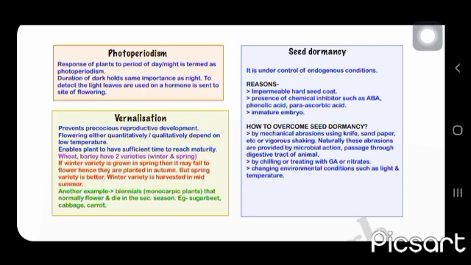Now, what is seed dormancy? It is under control of endogenous conditions. Reasons are impermeable hard seed coat or presence of chemical inhibitors or immature embryo. How to overcome seed dormancy? By mechanical abrasion using knife, sandpaper, etc. or vigorous shaking. Naturally, these abrasions are provided by microbial action, passage through digestive tract, or by chilling or treating with GA or nitrates, and changing environmental conditions such as light and temperature.